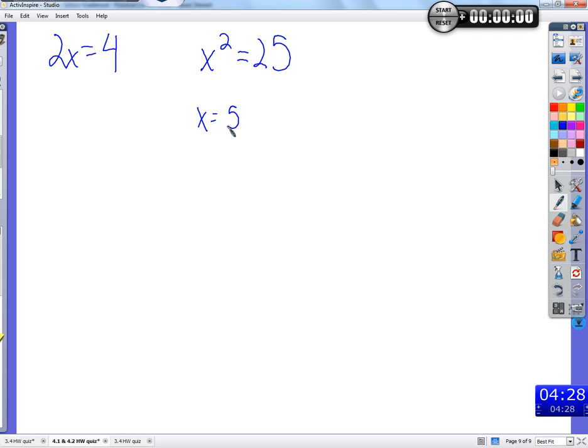Okay. So, not only 5, but x could be negative 5. That's also a solution because it's squared. Negative 5 times negative 5. Perfect. Okay.